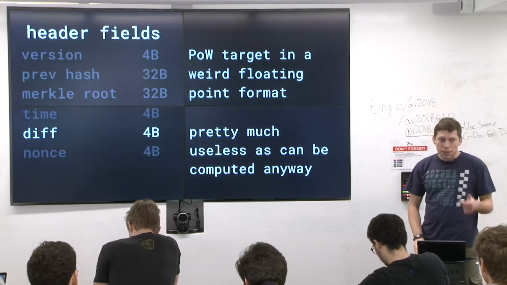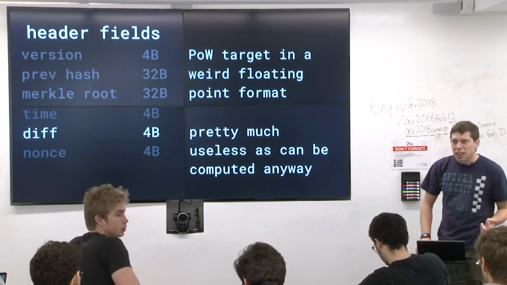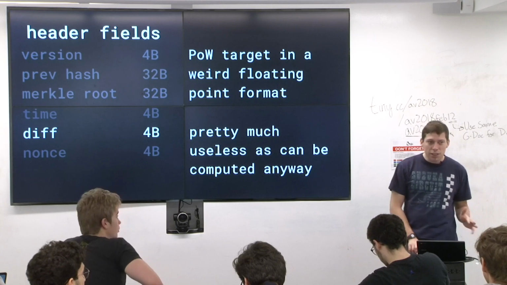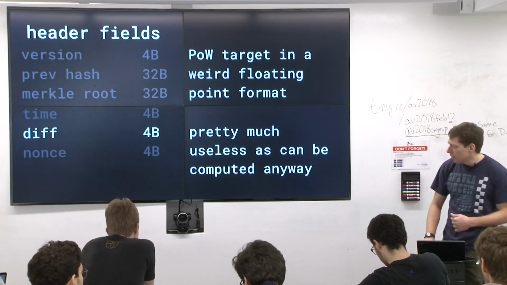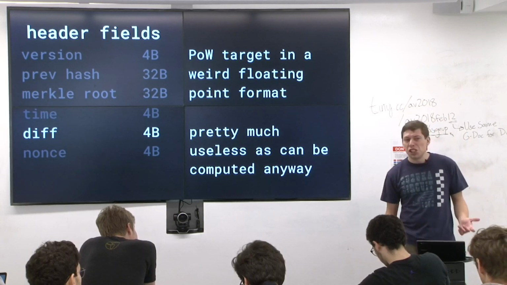Any other questions? Yeah? How many transactions are usually in the block? Oh, I'll get to that. Right now, a couple thousand, 4,000-ish. We'll get to that, I think. But yeah, in the Merkle root, the height of the Merkle root is like 12-ish, right?